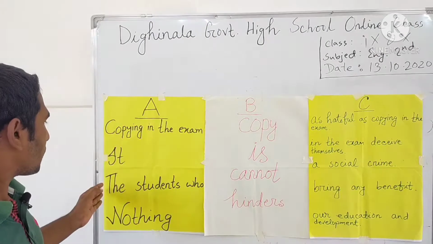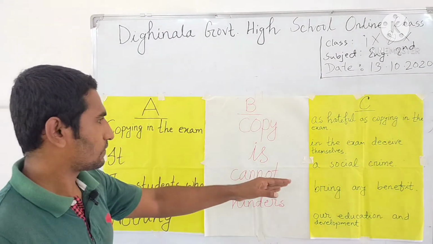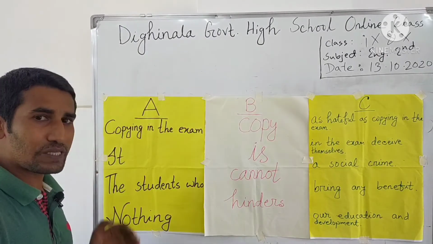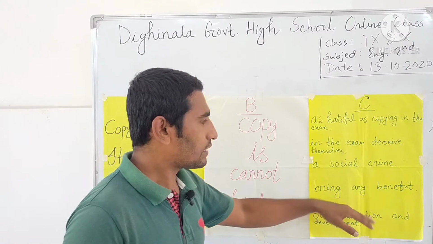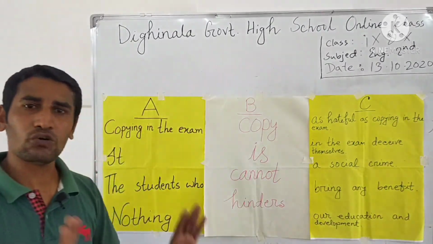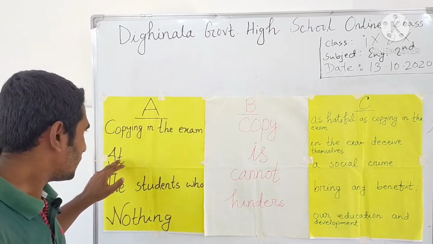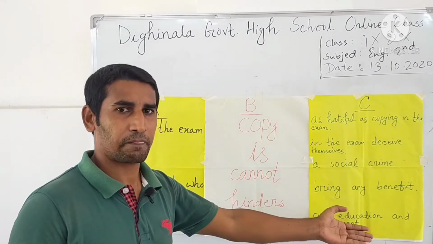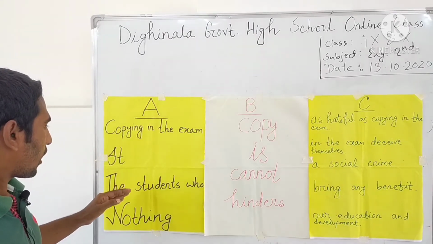Now number C. Again you can use it. It cannot bring any benefit. এটি কোনো উপকার আনে না, এটা কোনো উপকারে আসে না. It cannot bring any benefit. Simple as easy. So how many left?